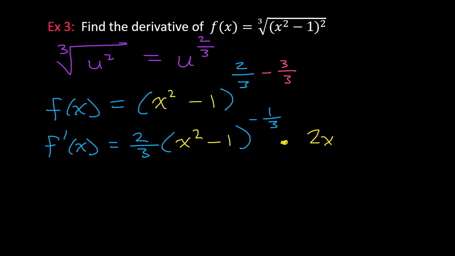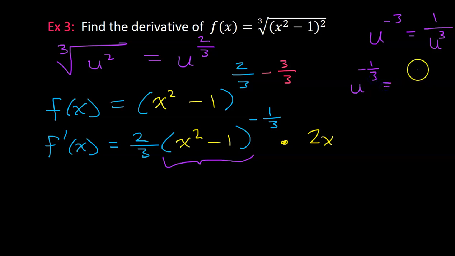For this next step, I want you to focus on this part of the function right here. All right, we have something raised to the negative 1/3 power. Let's remember how this works. If I had u to the negative 3 power, for example, that would be 1 over u to the 3rd power. So if I have u to the negative 1/3 power, that's going to be the same thing as 1 over u to the positive 1/3 power. And that's exactly what we have right here.